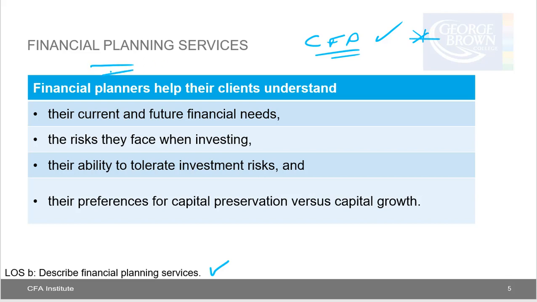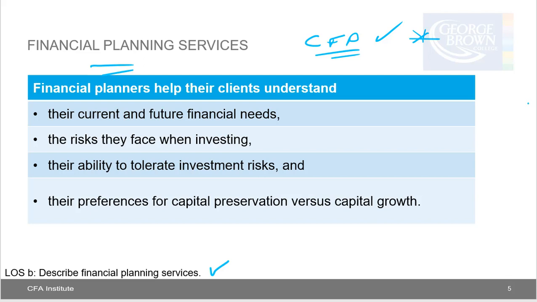Anyhow, this slide is looking at financial planning services. Investment clients often need advice to set their financial goals and determine how much money they should save for future expenses. Okay, so that's a key point. Some clients also need advice about how much money they can spend on current expenses while still preserving their capital.